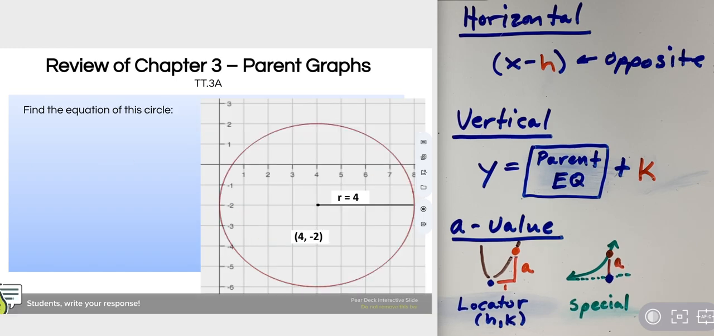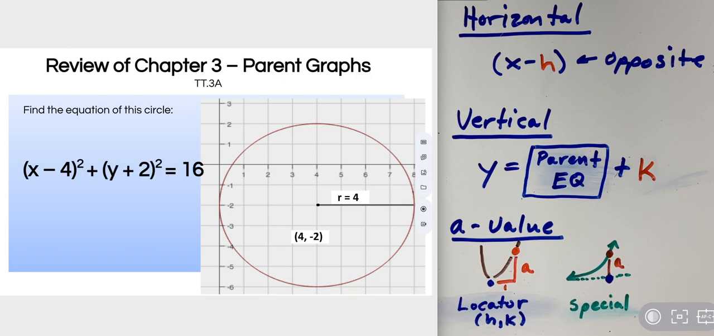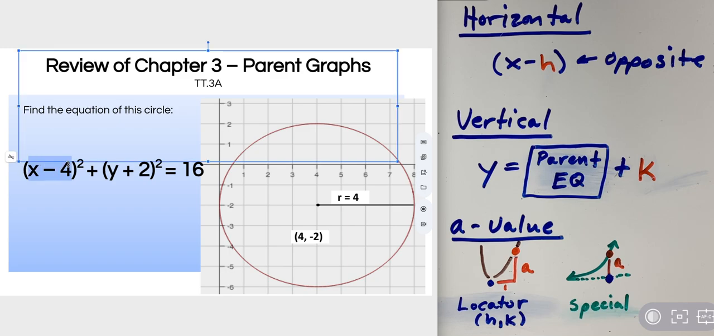Lastly, circles. This is the one that's unique. It actually has parentheses around the x and the y when writing the equation. So when you write the parentheses around the x, as you have for all the other parent graphs, it'll be opposite for the x. However, for the y, it is opposite for the y part as well. So be aware that y plus 2 is because this graph is going down 2.